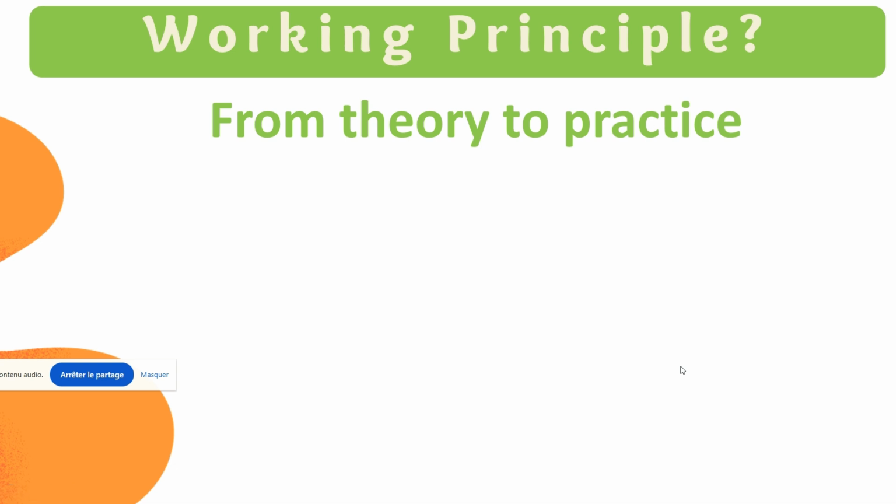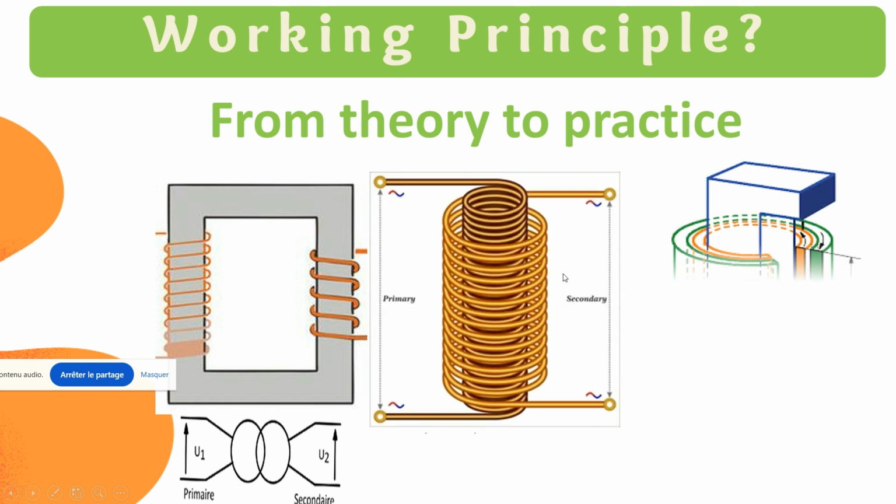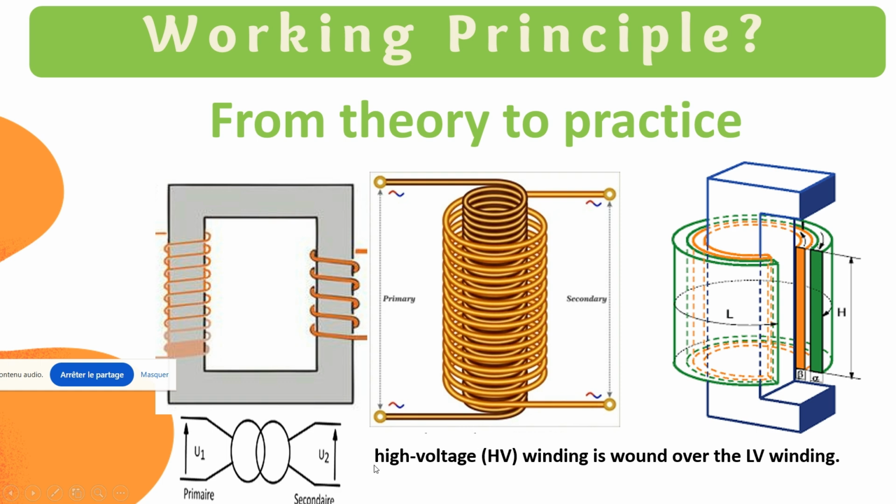This was the theoretical part. Okay, from theory to practice, in a real case, we will not find the transformer in this configuration. The primary and secondary are not placed in this way. I add here the electrical representation in electrical circuits. In most cases, the high voltage winding is wound over the LV, low voltage, winding.